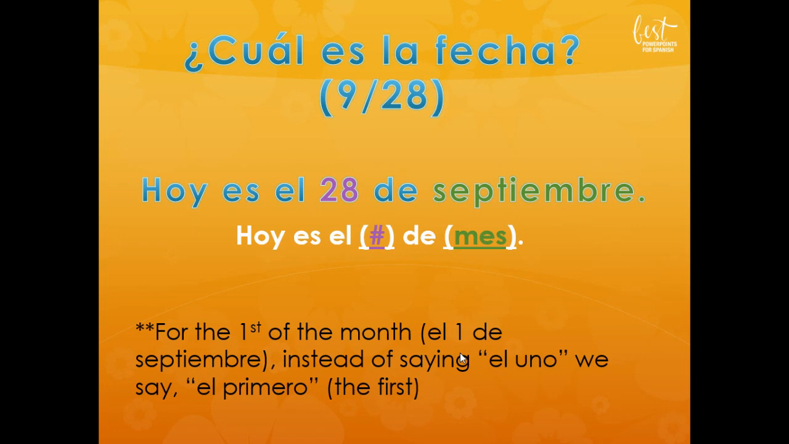So you can think of popular holidays that we already know that are in this format. So the 4th of July or el Cinco de Mayo. Try to remember that this is always going to be the format that we write our dates in. So if you are taking notes and writing this down, go ahead and note this. El número de mes.